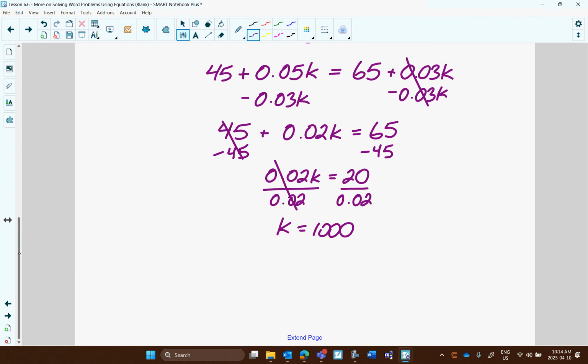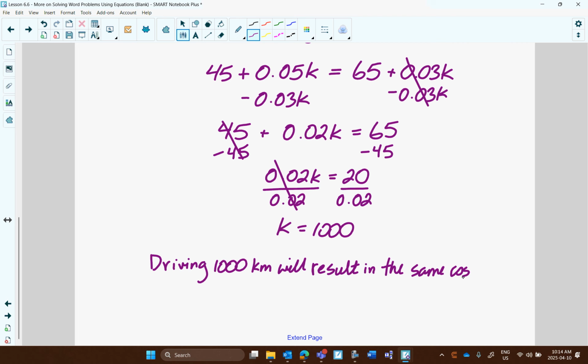So, driving, you always want to finish with the sentence. 1,000 kilometers will result in the same cost. You want to make sure you have something like that.